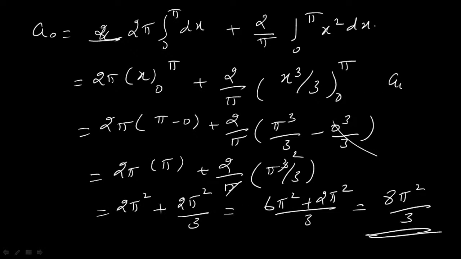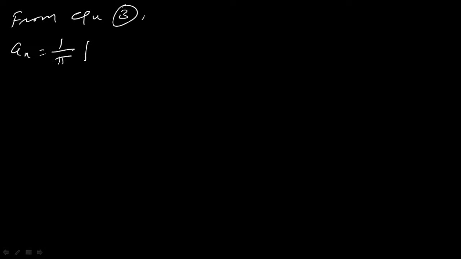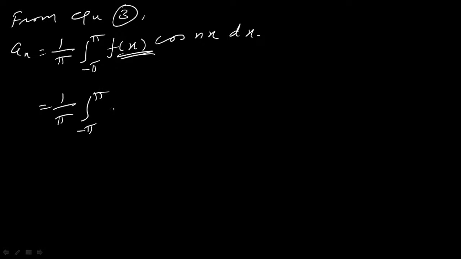So the value of a naught we have calculated is 8 pi square divided by 3, isn't it? Next we calculate the value of a n. So from equation 3, we got the formula for calculating a n: 1 over pi integral from minus pi to pi f of x cos n x dx. Just replace the function f of x: 1 over pi integral from minus pi to pi, your f of x is (pi minus x) the whole square, cos nx dx.